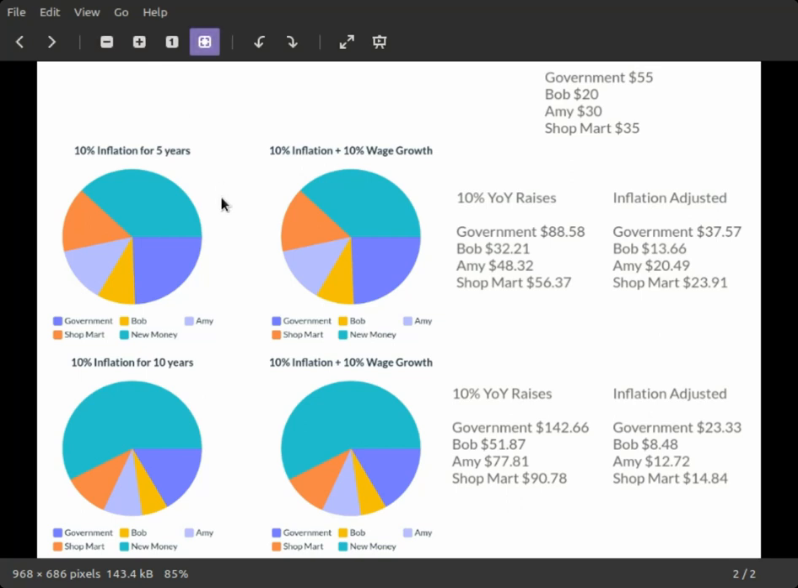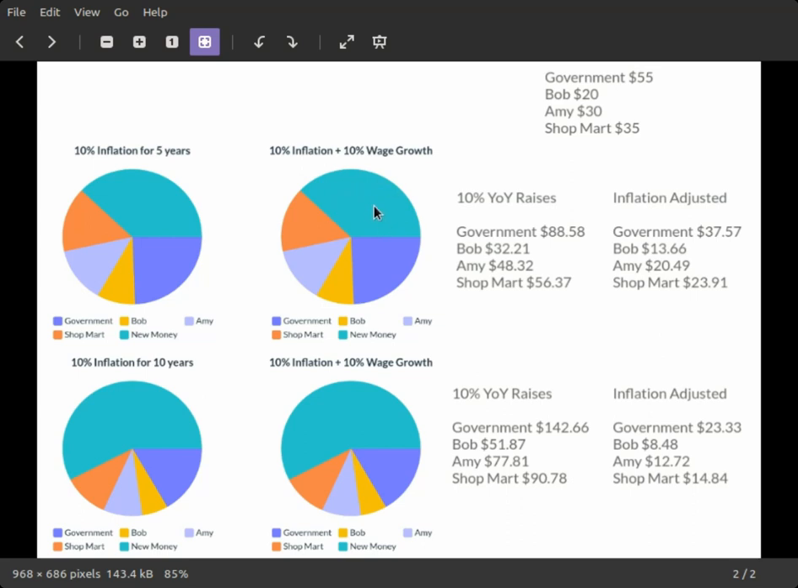Now, this might be a little bit counterintuitive, right? You're thinking, well, we raised the amount of money the government is taxing, the amount of money Bob is making, the amount of money Amy's making, the amount of money ShopMart is making. All these people, entities, are making more money, right? So they should be a bigger chunk of the pie.